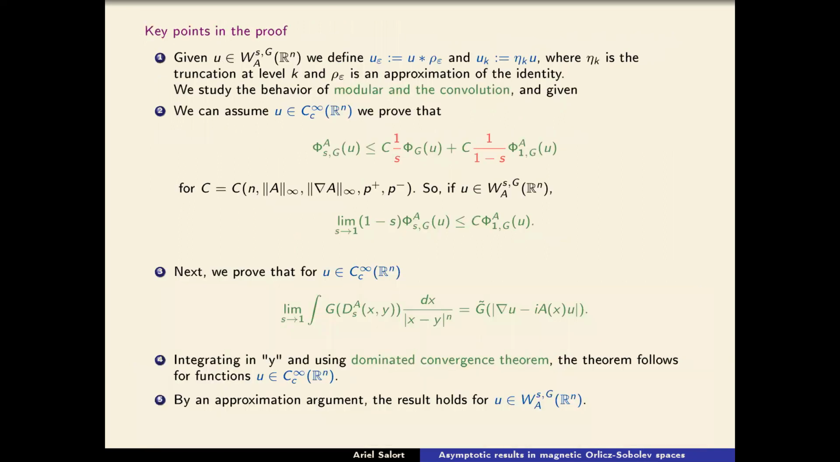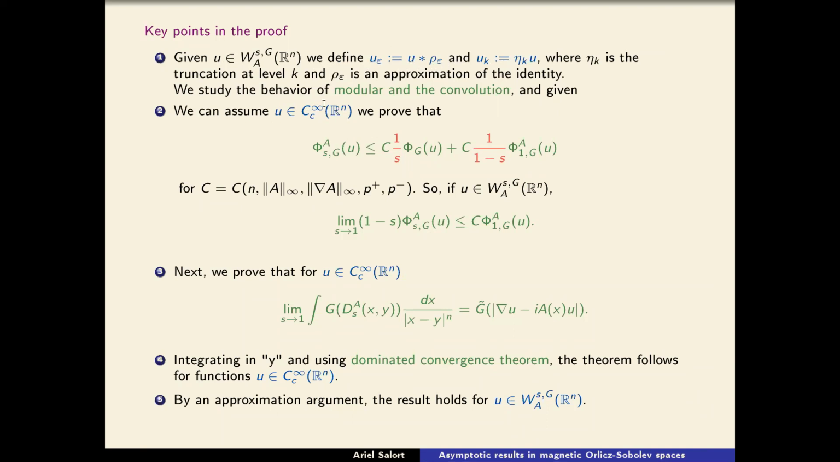Yes, the key points of the proof: well, the proof is quite technical, but the idea is more or less simple. First, you study the behavior of the modulars of convolutions of functions and truncations. So by studying these two kinds of functions, you can reduce the study to smooth functions with compact support.